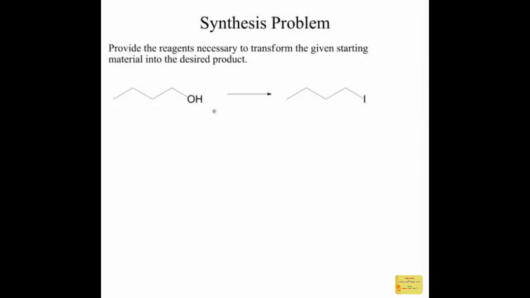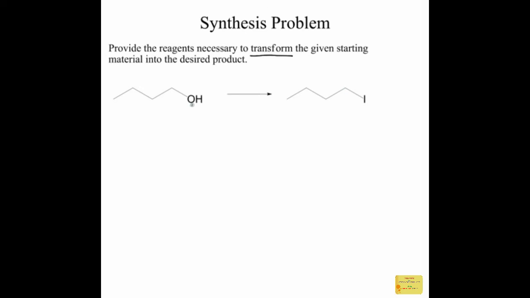So let's try a synthesis problem. Let's do some organic synthesis. Let's say we wanted to synthesize this molecule, starting with this alcohol. Our challenge is to provide the reagents necessary to transform the given starting material into the desired product. So these problems are described as transform reactions, and really we're just asking for the reagents needed. Very often more than one step is going to be needed to do this.